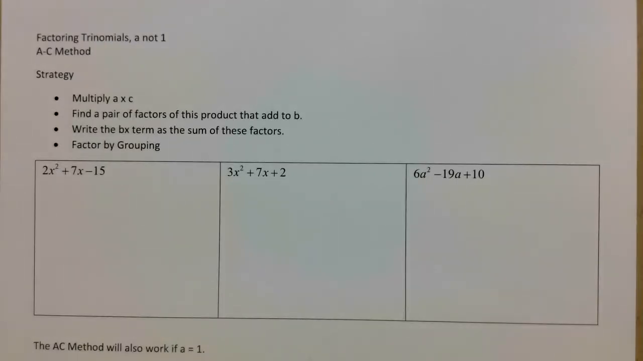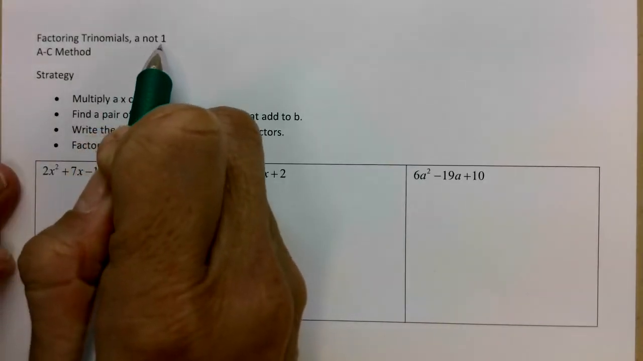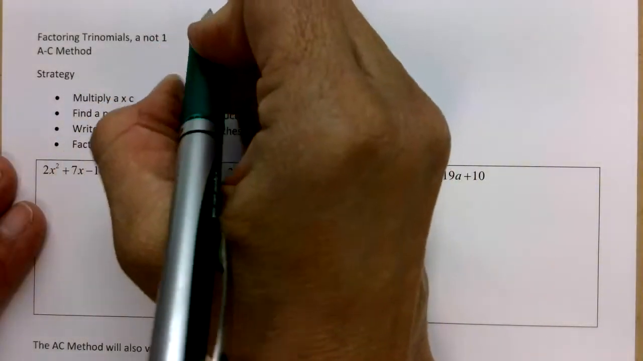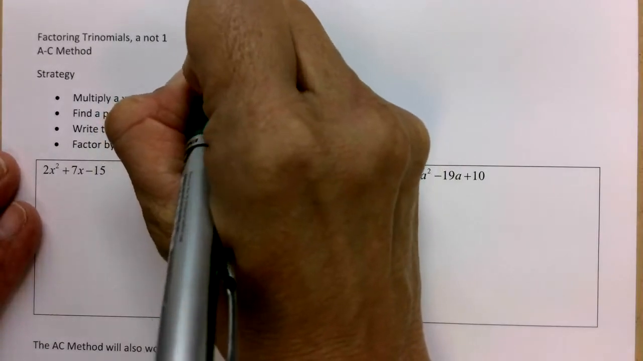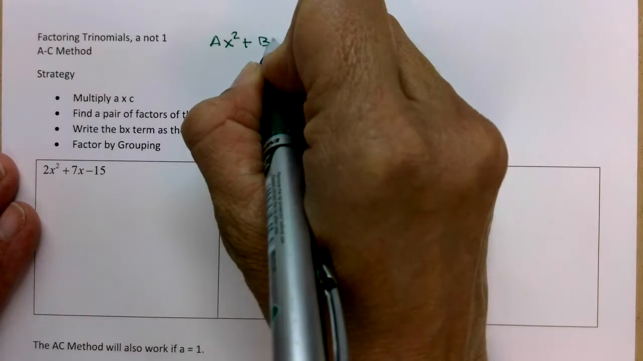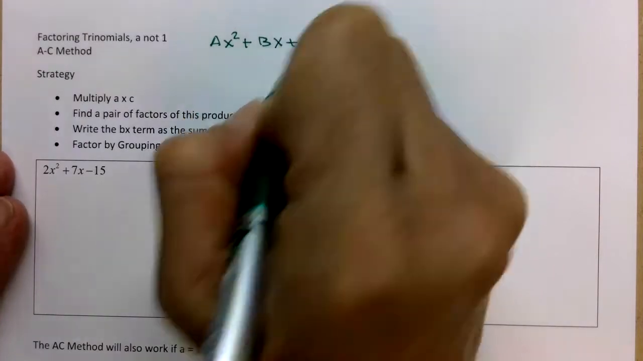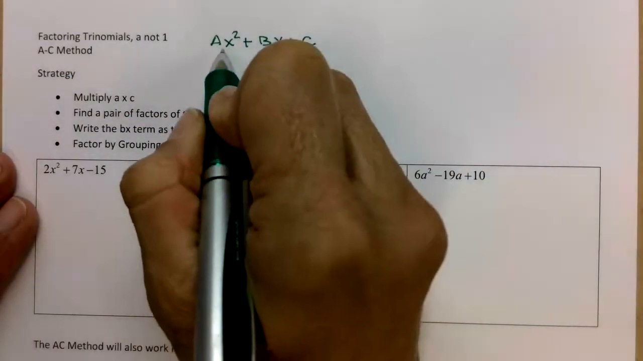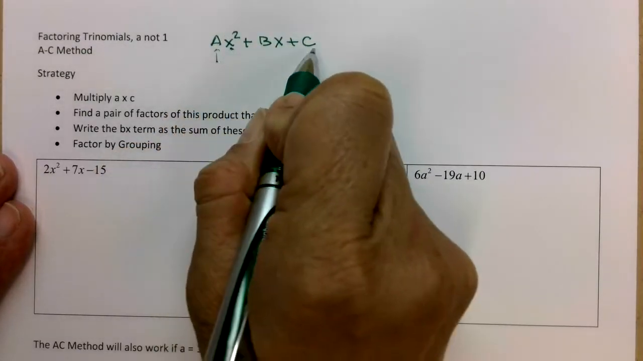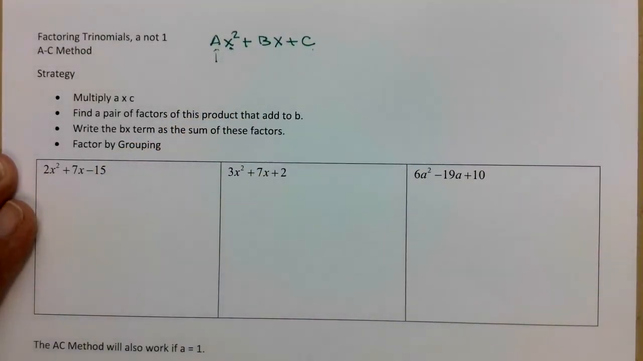So I'm going to show you now how you can factor a trinomial if your leading coefficient, so A, isn't 1. And the method I'm going to show you is sometimes called the AC method, and I'll show you why. So remember our generic trinomial, ax squared plus bx plus c. A is your leading coefficient.